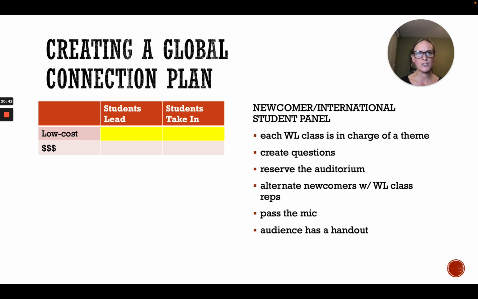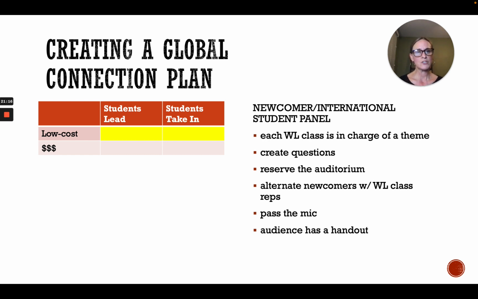Then each world language class creates questions together. So my French class would have a theme that was assigned to our class, and we'd create a bunch of questions, and we would have one student as our speaker. One of the teachers would reserve the auditorium for the day, and all the world language classes would go in every single period. We did this. And my world language class, we would send our speaker up on stage. Every world language class would send their elected speaker up on stage.